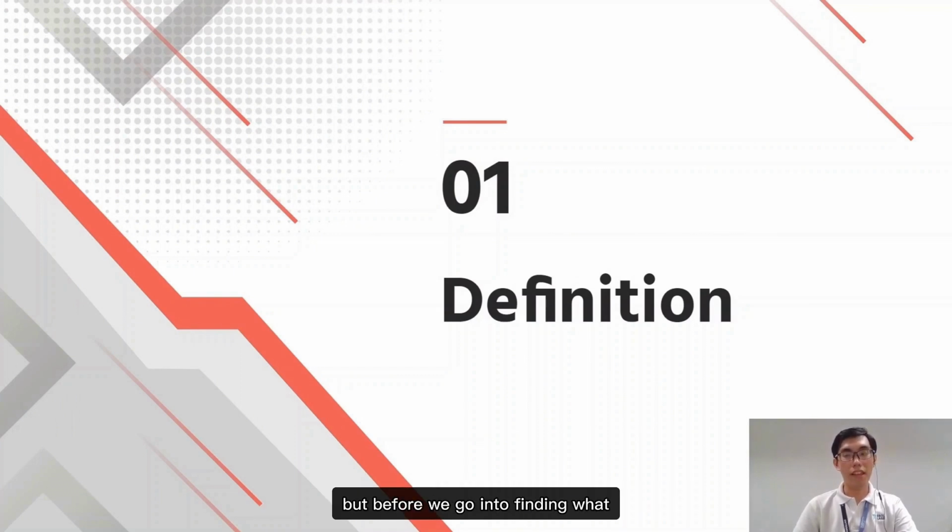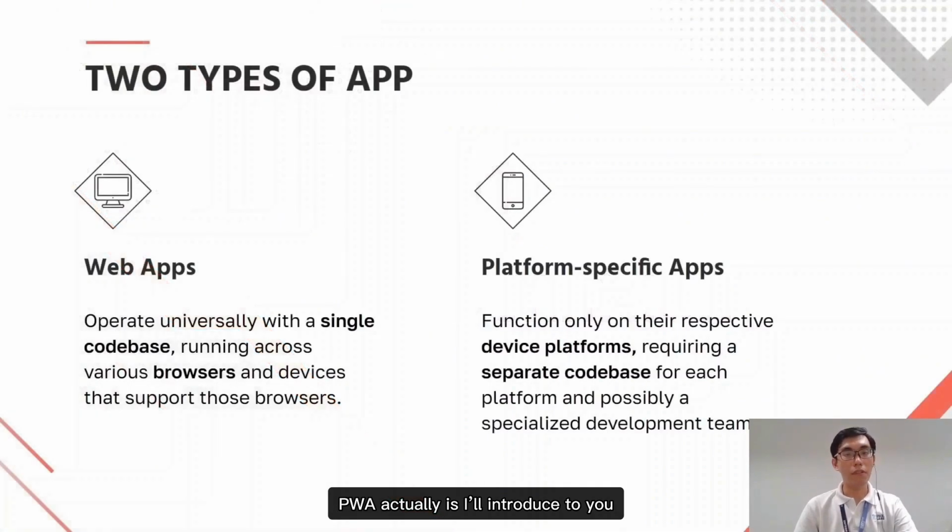But before we go into finding what PWA actually is, let me introduce to you the two types of app that most people use nowadays. First, we have web apps. You can simply call them websites that we can access from the browser on our device. And with websites, we can develop them from a single code base.